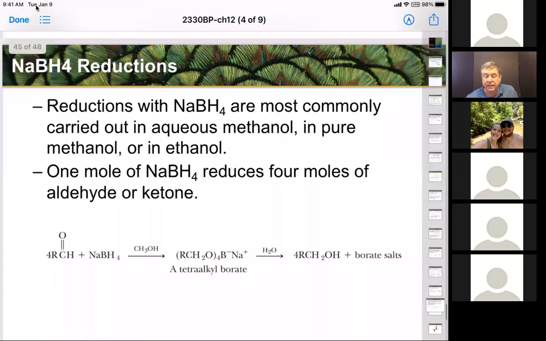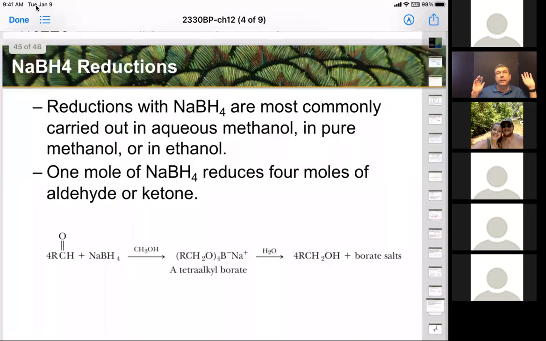So let's talk about the selectivity of sodium borohydride. Sodium borohydride itself is a powdery solid, and typically you dissolve it in a protic solvent like methanol or water. The reason we do that is that the solvent reacts directly with the borate to create this boron salt, and it helps to do the reduction.